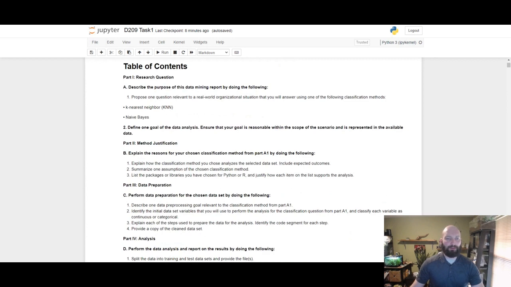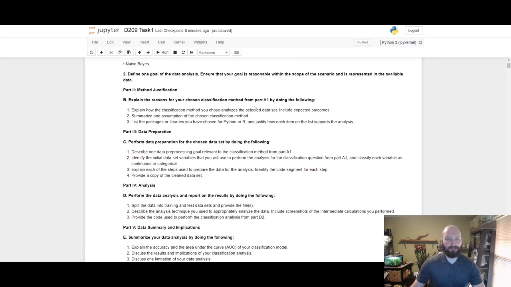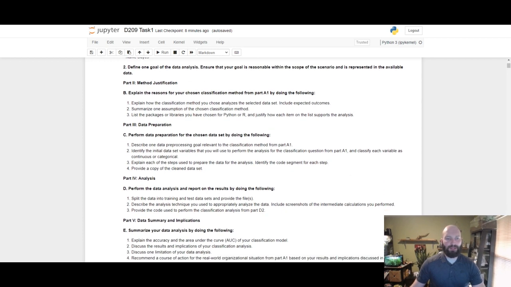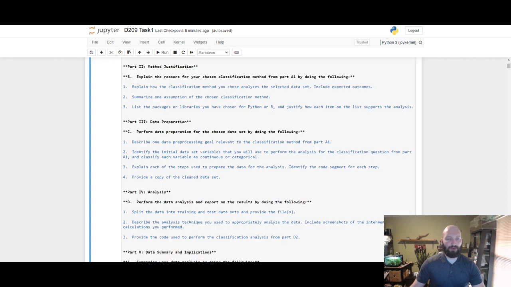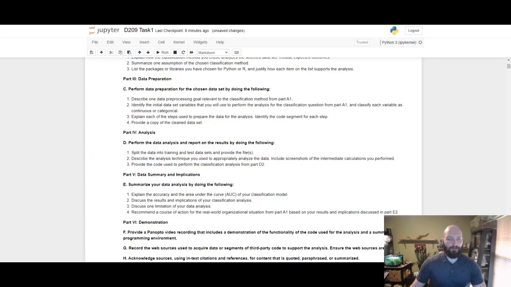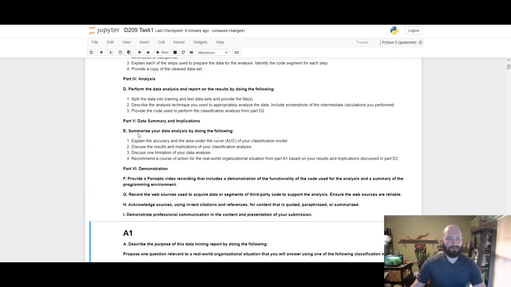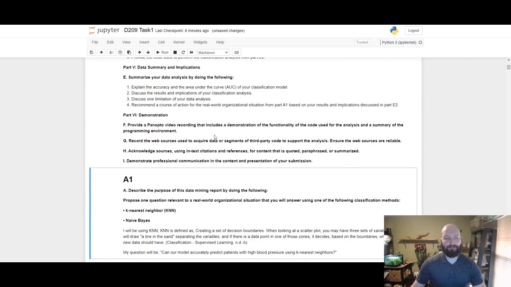So we're going to describe the purpose of this data mining report, define one goal of the data analysis, explain the reasons for your chosen classification method, perform data preparation for the chosen data, and perform the data analysis and report on the results, summarize data analysis.